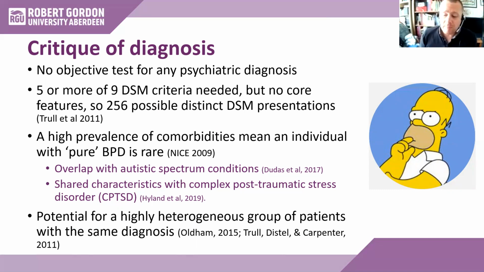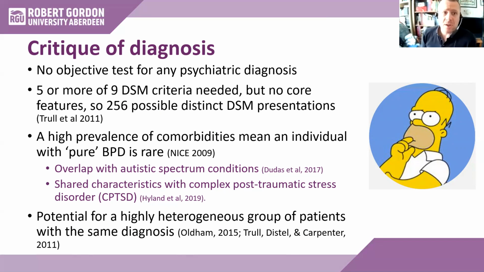And there's been an algorithm done in terms of the number of possible combinations of the disorder, and they say 256 possible distinct presentations. So 256 different people, all with slightly different presentations, all with the same diagnosis. And again, it's a moment for thinking, right, okay, how useful is that then?